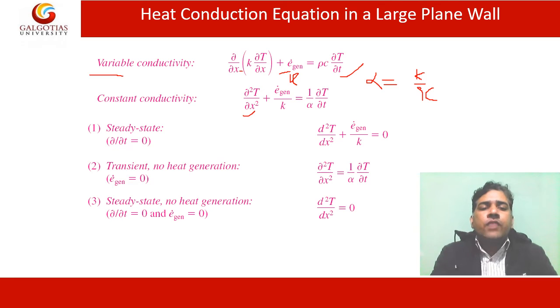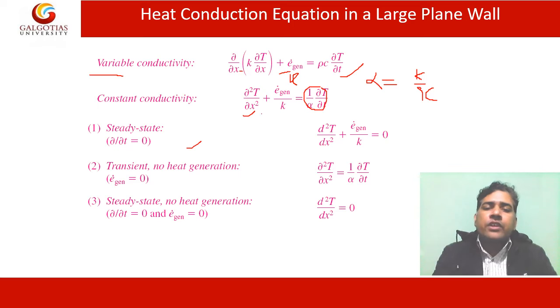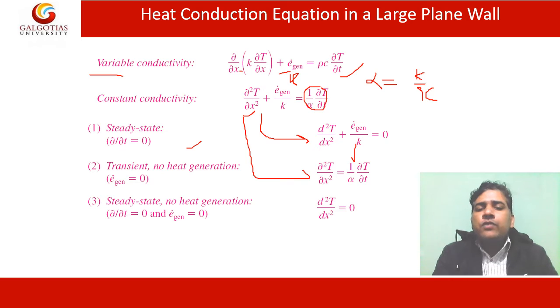Now, what will happen if the steady state exists? This quantity will be 0, because the things are not changing with respect to time. So del T over del t will be equal to 0, and this equation will transform into this form. And when there is no heat generation, this equation will transform further into this way.